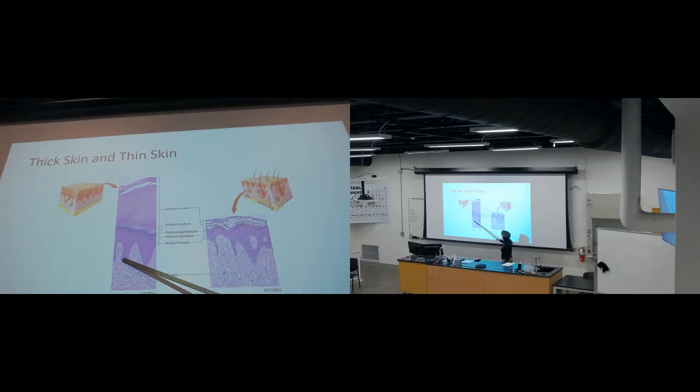So here is the most internal layer. And then the next one will be the stratum spinosum, which is this. And then the stratum granulosum, which will be this part and this part. And then again, the thicker in both of them will be the stratum corneum, which is the most superficial layer.